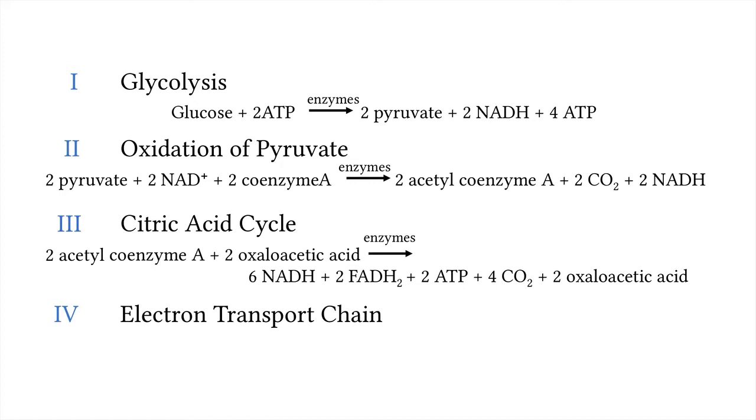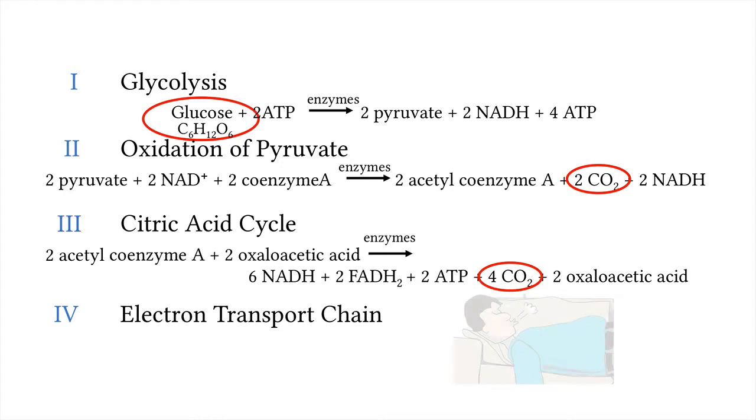Now, at the end of the citric acid cycle, we don't have any carbons left from the original glucose molecule. Of those 6 carbons, 2 were used to form carbon dioxide during the oxidation of pyruvate stage. And in the citric acid cycle, the other 4 carbons were also used to form carbon dioxide. So all of the carbons from the original glucose molecule, along with the oxygens of that molecule, are used to form carbon dioxide, which is what you exhale. The only other atoms that make up a single glucose molecule are the 12 hydrogens.